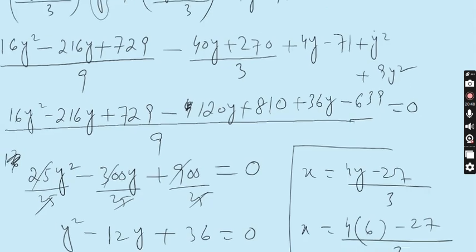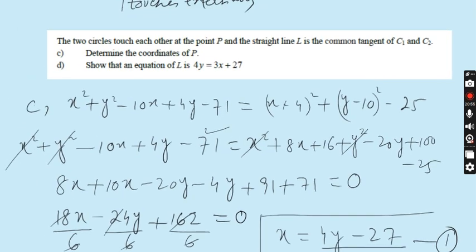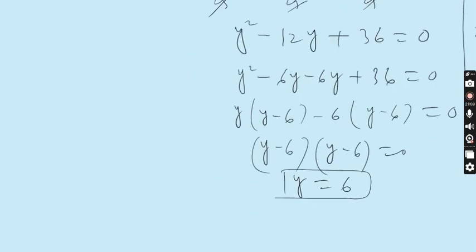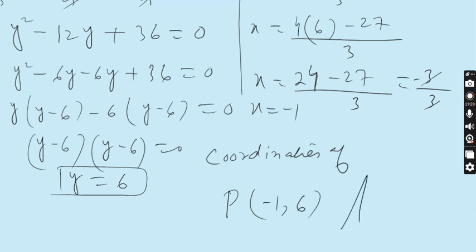Hence, the requirement of the question, what was the requirement? See this, the two circles touch each other at the point P and the straight line L is the common tangent of C1 and C2. Determine the coordinates of P. So our coordinates of P are x is minus 1, y is 6. Answer. Hope you enjoy the question.